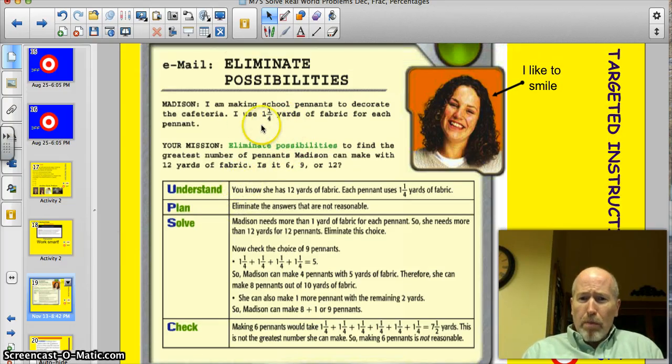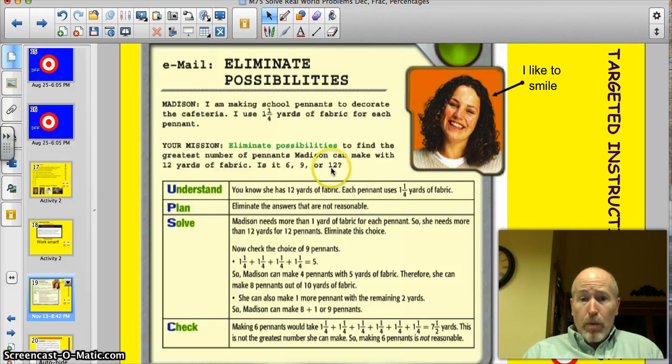Alright, here's a problem from the book that takes you through that. Madison needs to make some school pennants to decorate the cafeteria. It says I use 1 1/4 yards of fabric for each pennant. Alright, your mission. Eliminate some possibilities to find out the greatest number of pennants Madison can make with 12 yards of fabric. So let's see, what do we know? She's got 12 yards of fabric. Each pennant takes 1 1/4 yards. Alright, so let's eliminate some unreasonable answers.